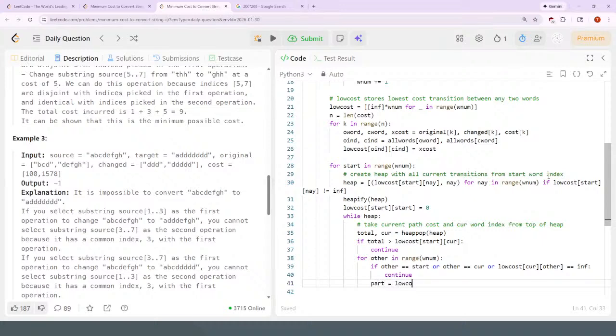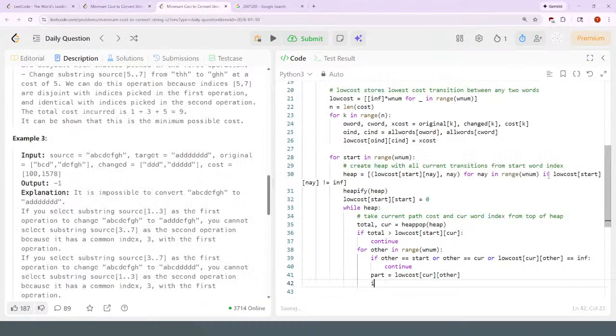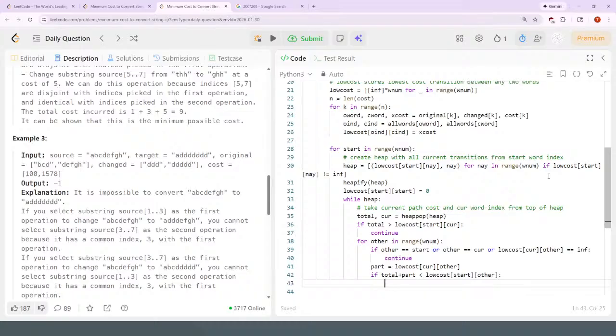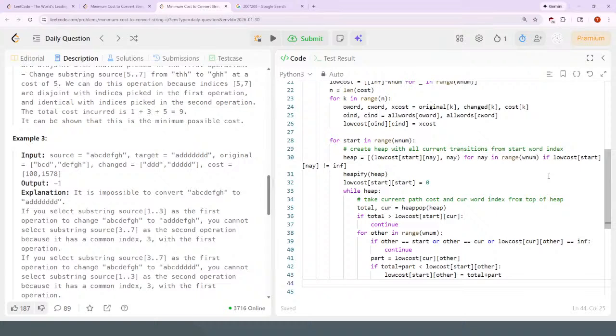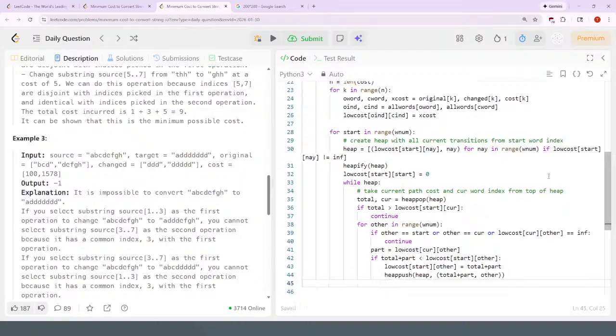So the part cost is the low cost between current and other. And then if the total path plus this extra part is less than the lowest cost between the start index and this other index, low cost between the start and this other index equals total plus part, and then heap push onto the heap the tuple of total plus part, and then the other index. Okay.